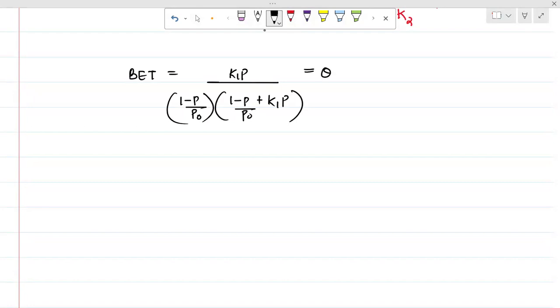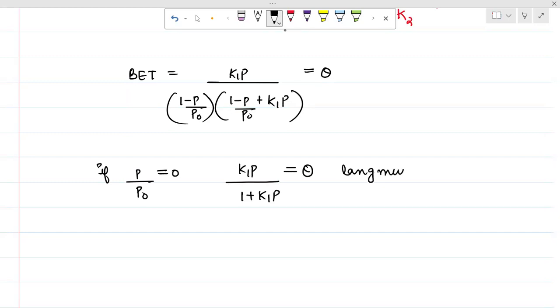The moment P by P naught becomes 0, see what happens. It becomes K1P divided by 1 minus 0, which is 1, and 1 plus K1P. That is equal to theta. So this has now transformed to the Langmuir equation. So when did it transform? When the value of P by P naught is equal to 0.